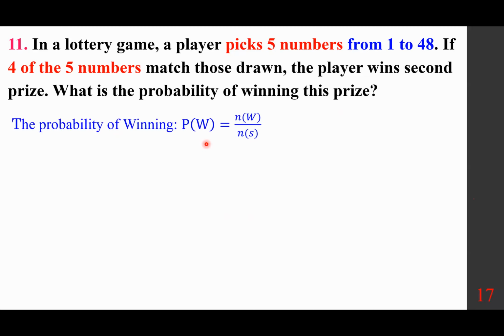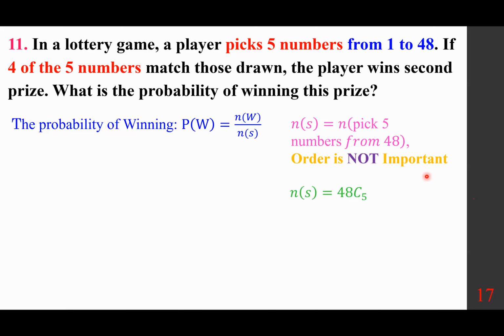The probability of winning is n of winning over n of S. Anytime I deal with probability, I like to know my sample space. I like to know the denominator first. So I'm going to go with n of S, which is n of pick 5 numbers from 48. If I want to pick 5 numbers from 48 and order is not important, it's simply the combination of 48 choose 5, which is 48 factorial over 5 factorial times 48 minus 5, or 43 factorial.